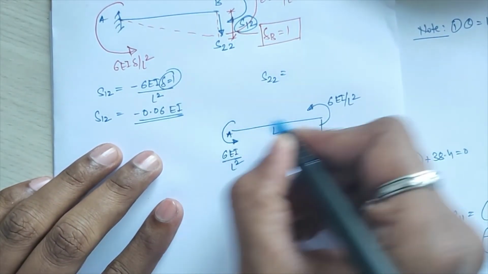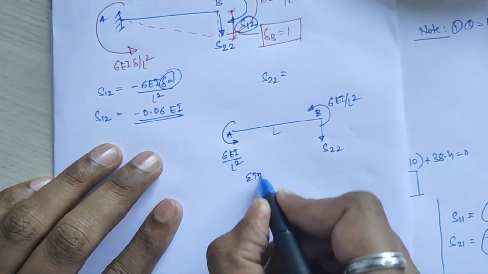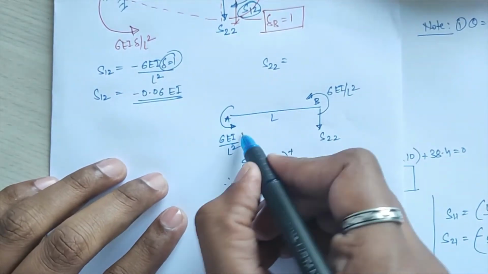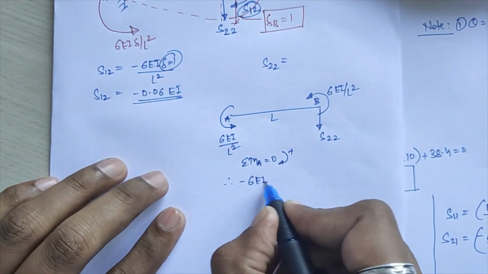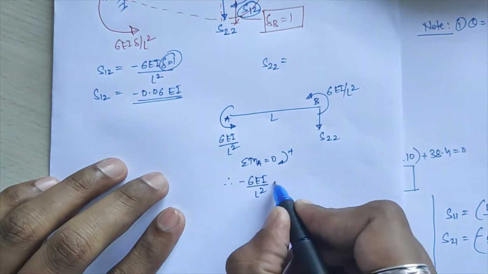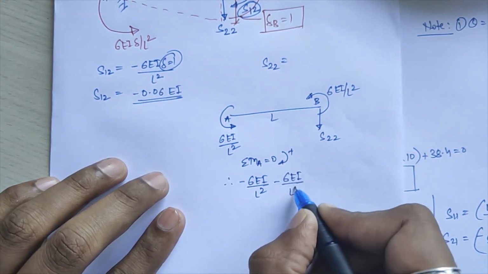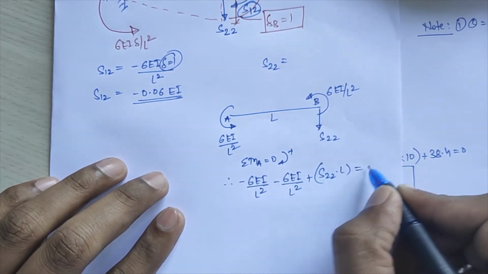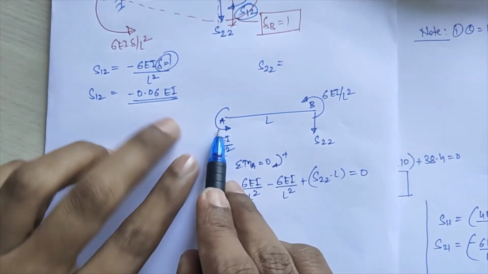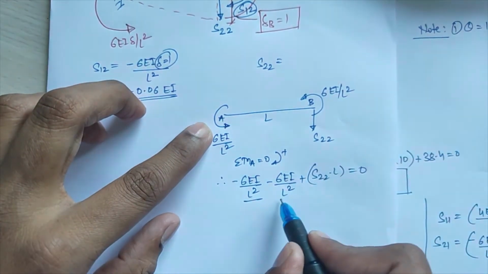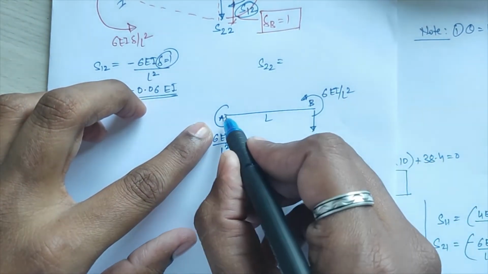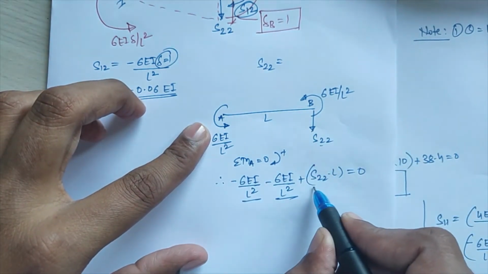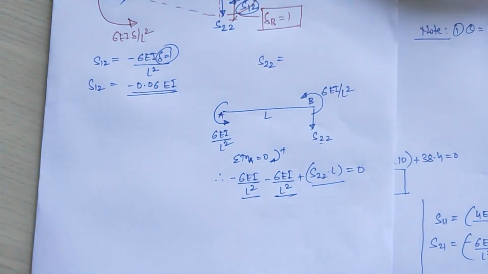For that I'll take again moment at point A equal to 0, treating clockwise moments again positive. So I get minus 6EI/L², again anti-clockwise, minus 6EI/L², plus S22 into L is equal to 0. This is an anti-clockwise moment, so that comes minus. This is also anti-clockwise, so minus, and this moment about point A will be in clockwise direction, S22 moment, so that will come positive in nature. S22 into lever arm L again.